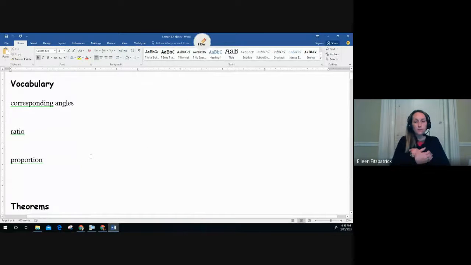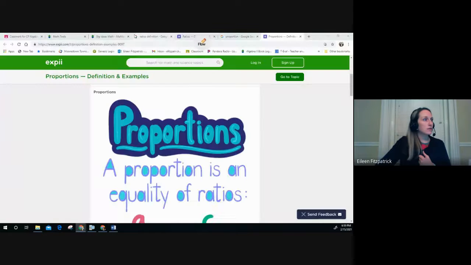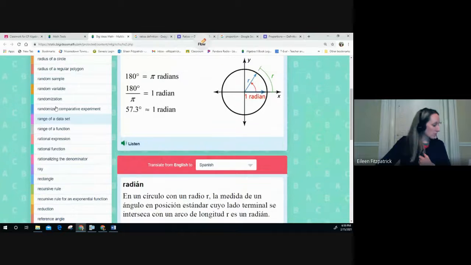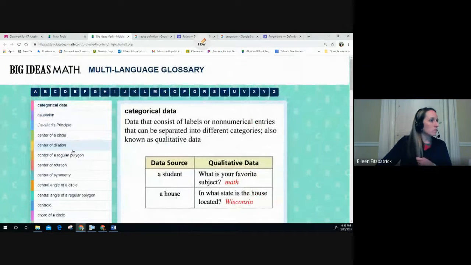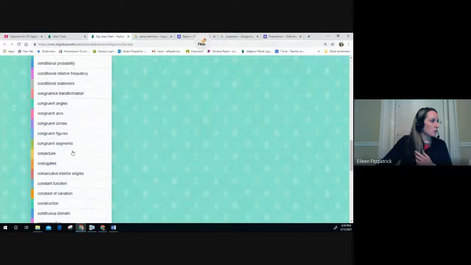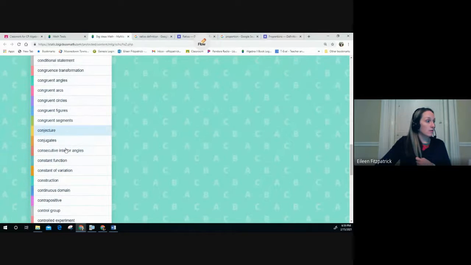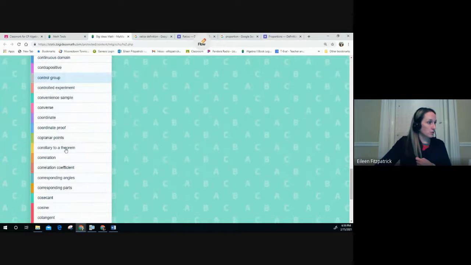All right, so we do have 3 vocabulary terms. Let me jump onto the online textbook to get started with the first one. So first we have corresponding angles. We talked about corresponding parts already in almost all of the lessons of this chapter.